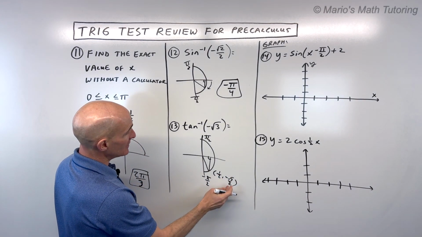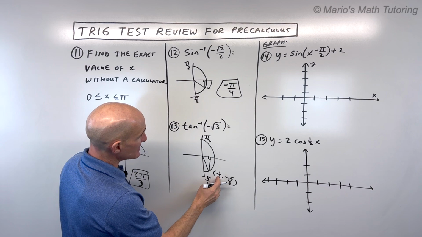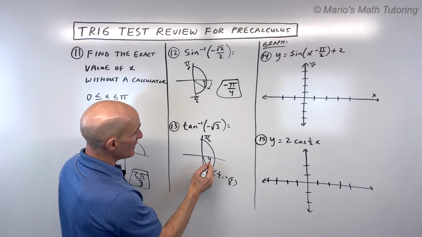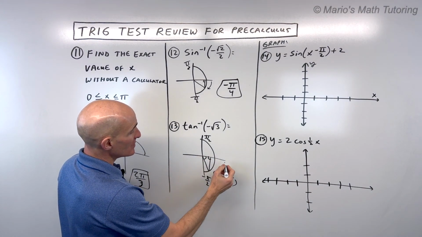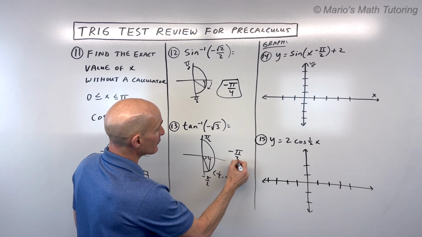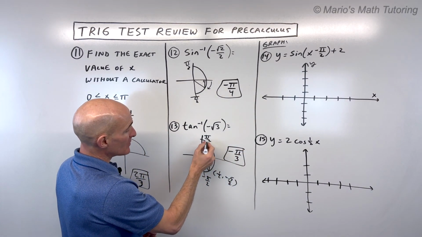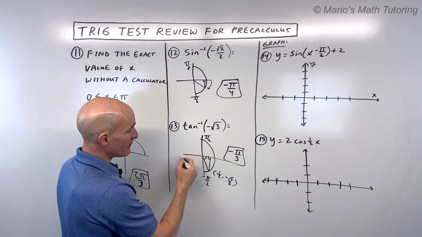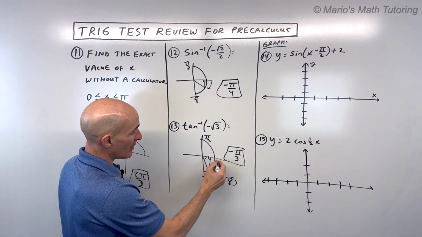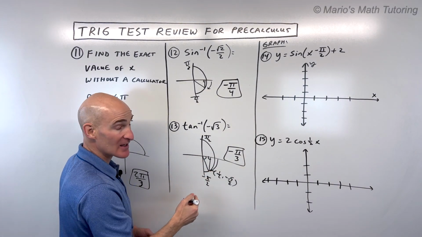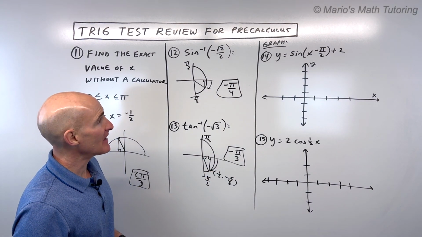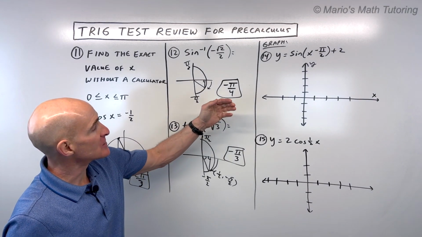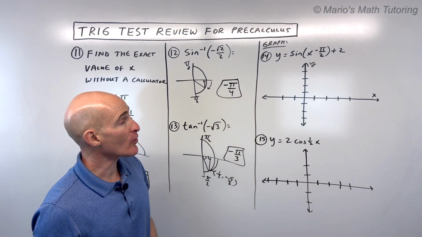When you take a tangent, you take the y over the x, that's going to give you negative square root of 3. This angle is a negative 60 degrees, or you could say negative pi over 3 in radians. You don't want to make the mistake of saying 300 or 5 pi over 3. When you're in the fourth quadrant like that, you just want to make it a negative angle. That's the restricted domain. And so for 14 and 15, we're getting into a little bit of graphing now.